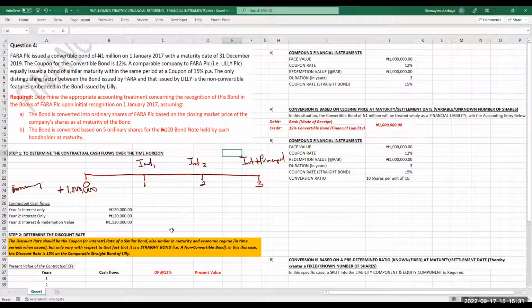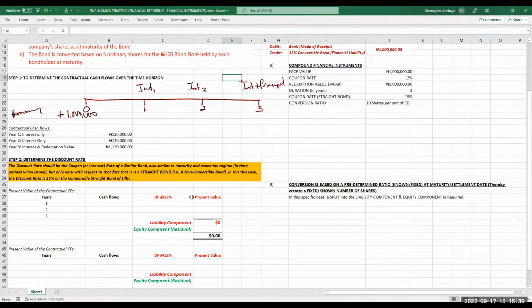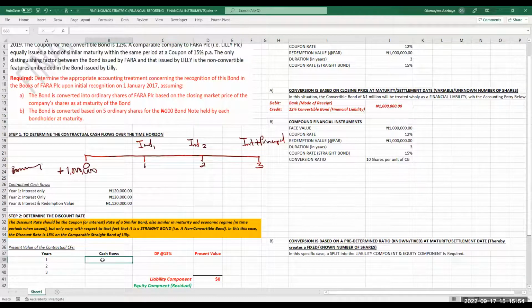And that is that. Now, that is the premise on which we are choosing the higher discount rate, which is usually attributable to the straight bond. Now, I'm going to use that discount rate of 15% in this case. Now, what then will I need to do is to bring in my cash flows that I have here. Year 1 is interest only. Year 2 also is interest only. And year 3 is interest plus the principal, or the redemption value.